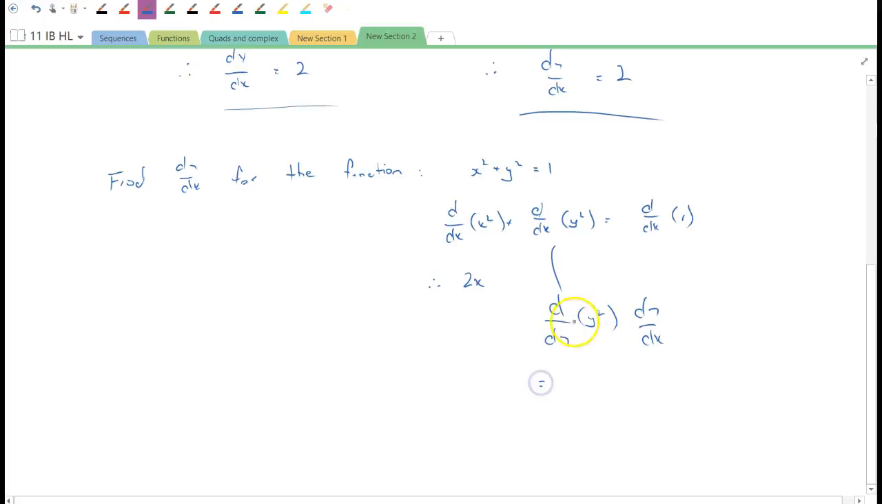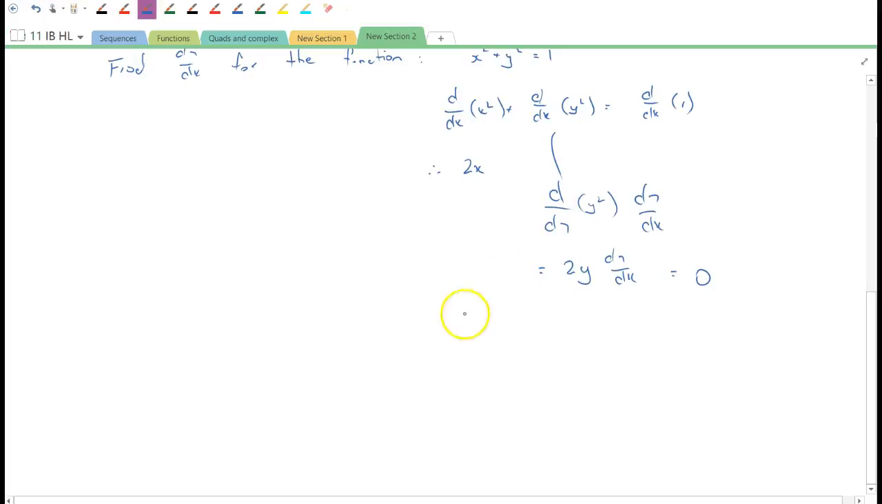Now the derivative of y squared with respect to y is 2y dy/dx. So deriving y squared with respect to x becomes 2y dy/dx. Okay, if you have a look through now, that's my second term, and the derivative of 1 with respect to x is 0. So what we've got is therefore 2x plus 2y dy/dx is equal to 0.